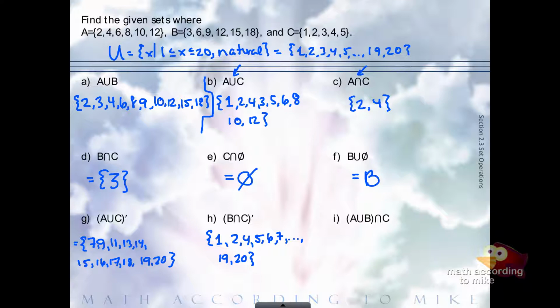Part I, we're going to union A and B, that's in parentheses, which we already did in part A. And we're going to take that answer in part A and intersect it with C. So looking at our answer in part A, what does it also have in common with C? You'll notice it just has in common 2, 3, 4.